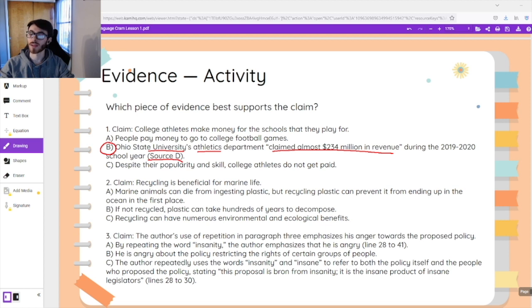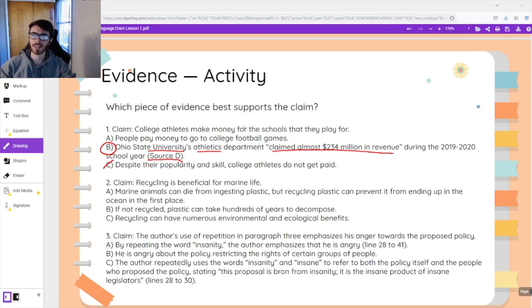But A would be okay if this was an argument essay. However, because B is an option here, B is obviously better than A. C is just not evidence. It's not related to the claim at all. Let's take a look at 2.